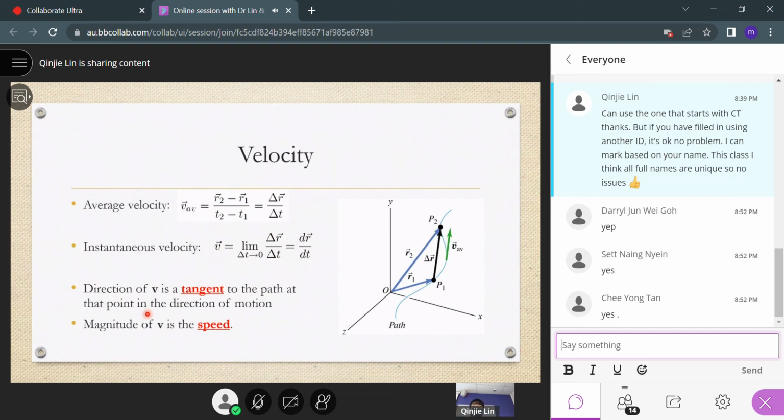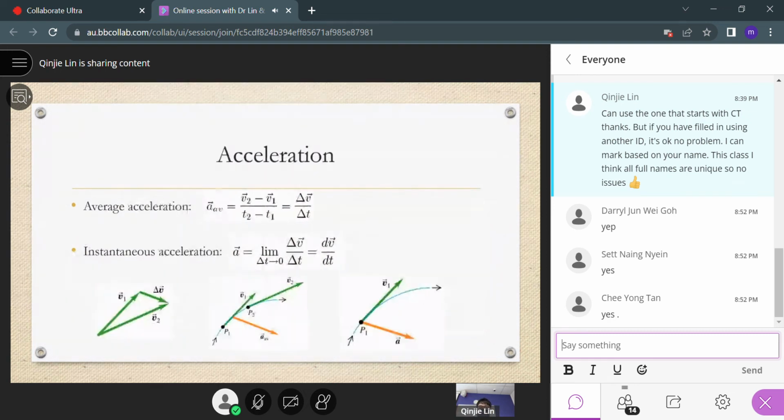And also the direction. Average acceleration, also same definition. It is the difference in velocity, the final minus the initial, then you divide by the total time taken. Okay, that's the average. Instantaneous is you go and do a differentiation of the velocity. Okay, so the definition for 1D, whatever we have learned in 1D, actually it is the same definition.